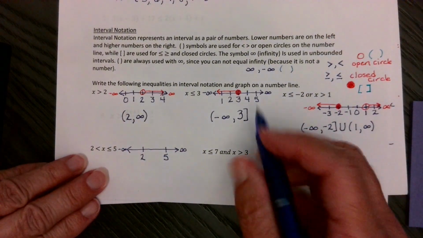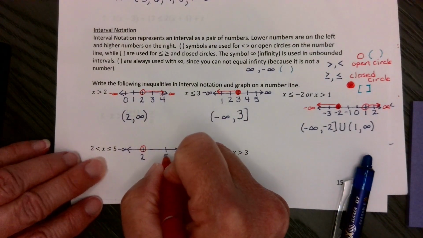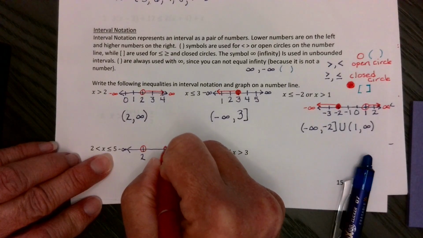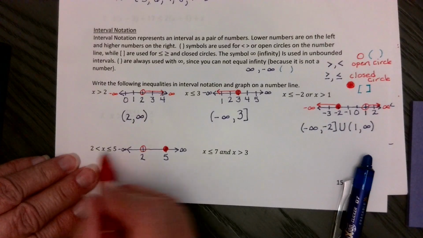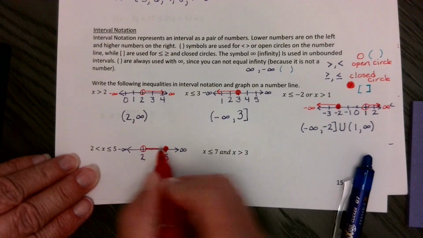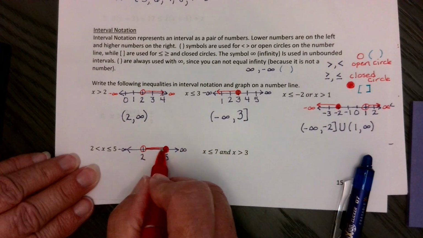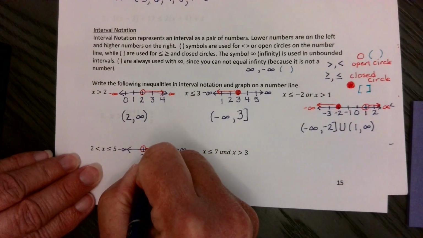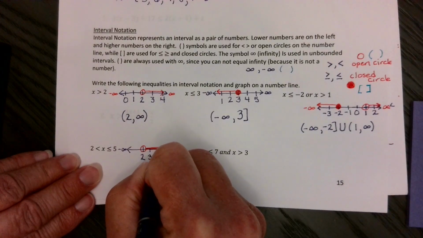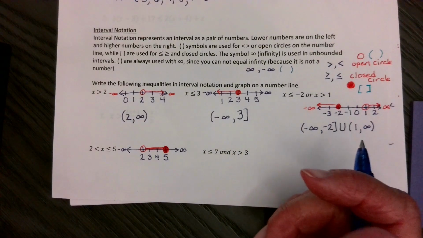Okay, so at 2, we're going to have an open circle. At 5, we're going to have a closed circle. And x is between these two. So it's all these in here. Okay, so it's all these values. 3, well, I should have probably gone ahead and done 3 and 4. Okay, but that way you can see. All right, you don't need it.